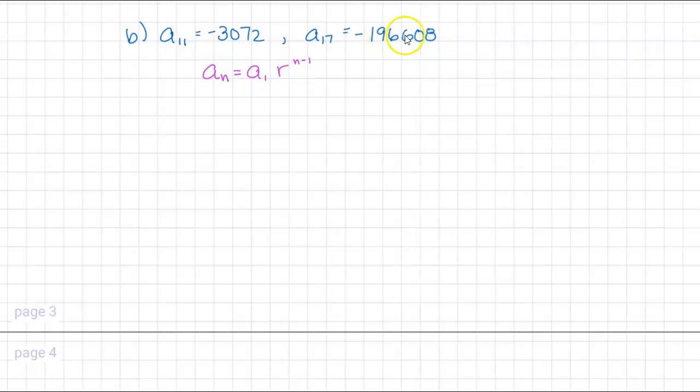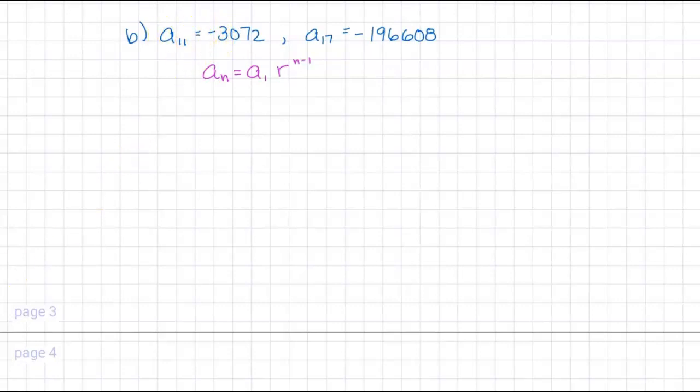It doesn't matter that this number, the 196,000, is actually smaller in this case because we're talking negatives. It has nothing to do with this number versus this one. Not the term value, the term number. 17 is bigger than 11. So I'm going to set these up. I'm going to plug 17 in for n and this number in for a sub n and make one equation.